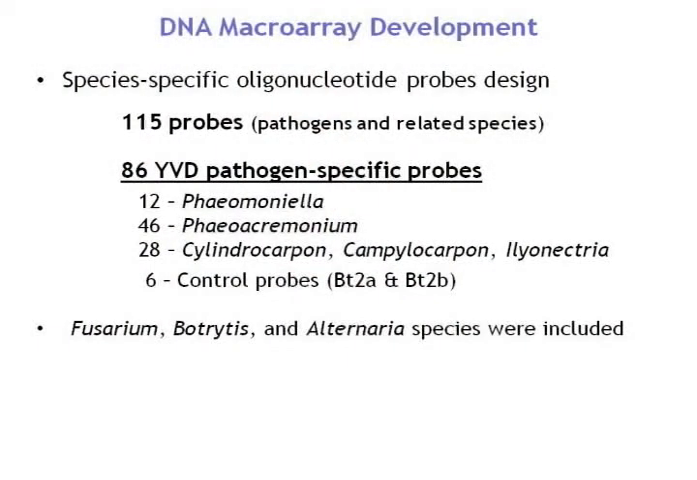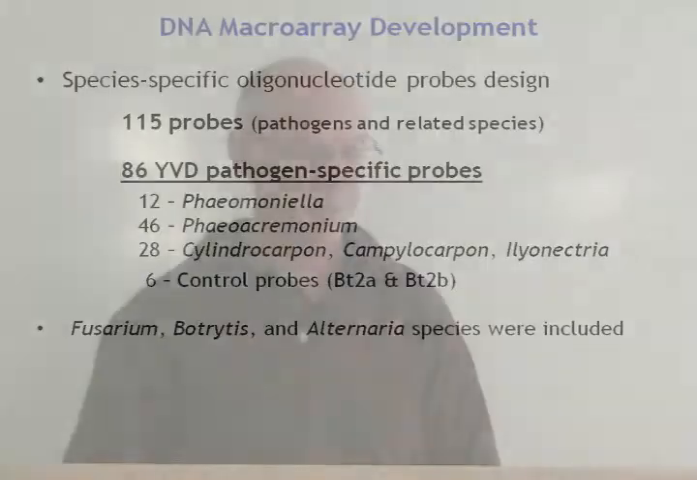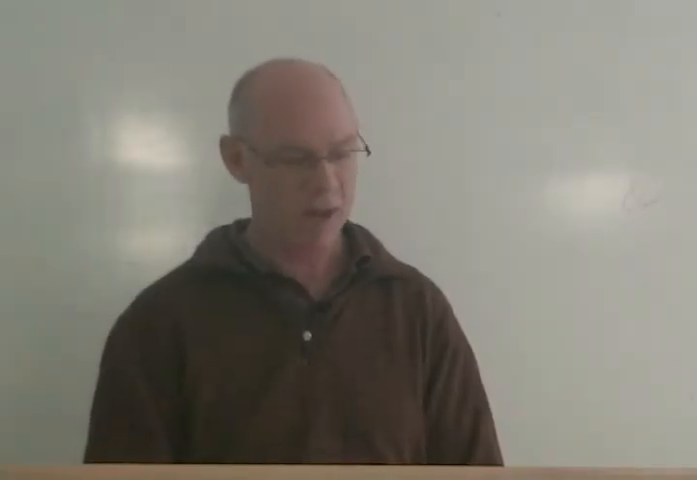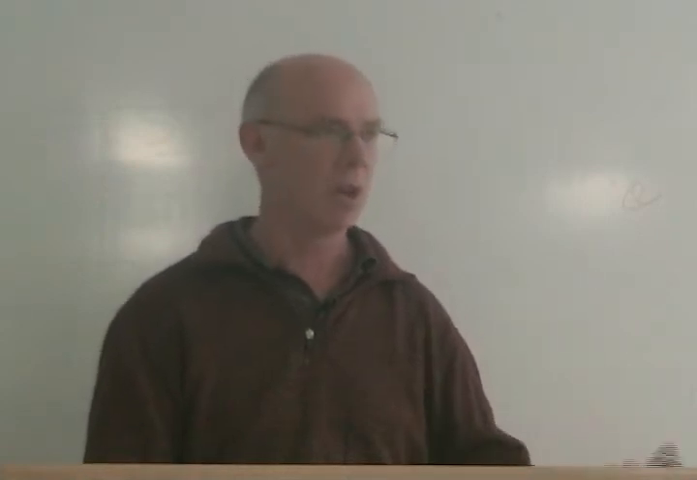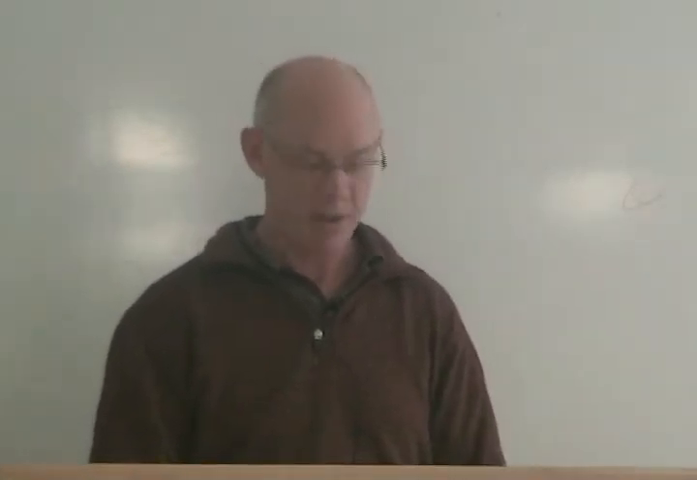So these numbers here for the Phaeomoniella, the Phaeoacremonium, the Cylindrocarpon, the Campylocarpon, the Ilyonectria, those are all the Blackfoot and Esca type pathogens that are involved in young vine decline, and also the related species. So in total we have 86 young vine decline specific probes on the membrane, as well as some control probes that are put on as internal controls, so we can tell what's going on with the hybridization reaction.